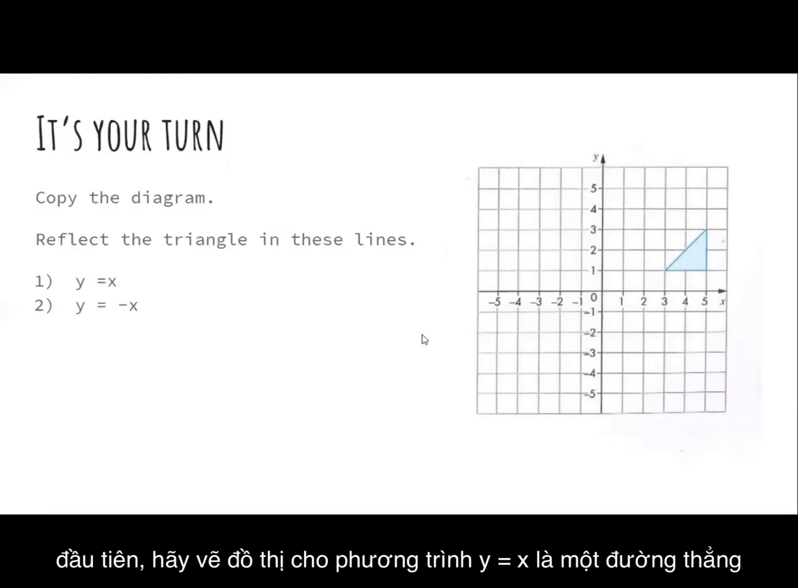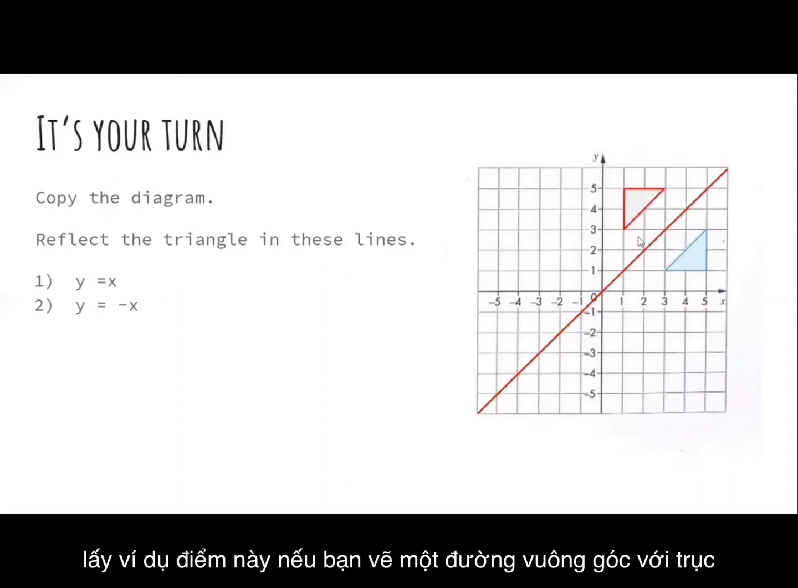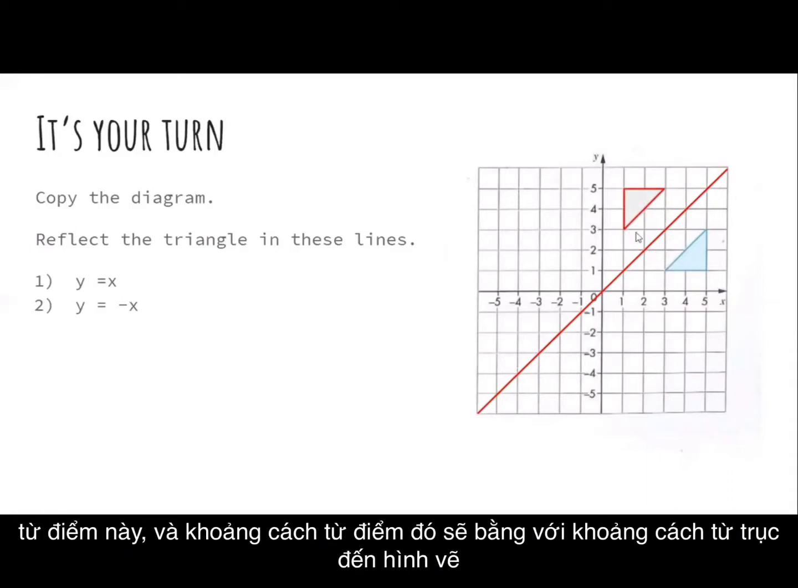First, you draw the line for this case, y equals x. So this is the line y equals x, and then you draw the perpendicular lines to the other side of the mirror line, and you will get the new reflection like this. You see that? For example, this vertex, if you draw this line, it will have the same distance from the mirror line.